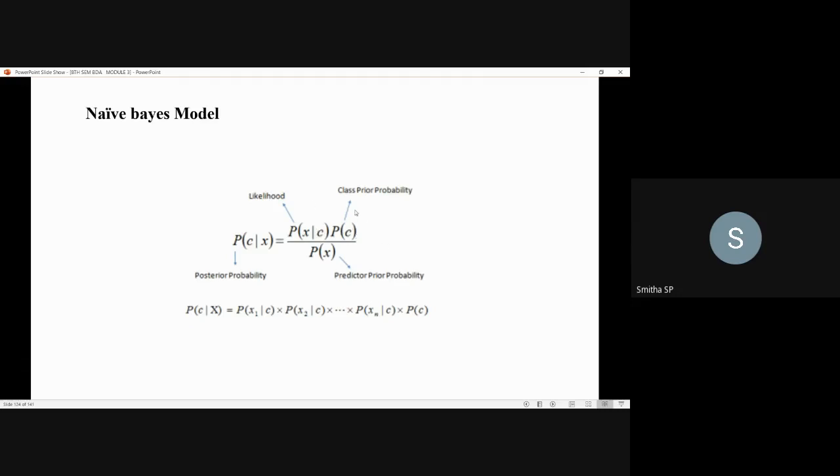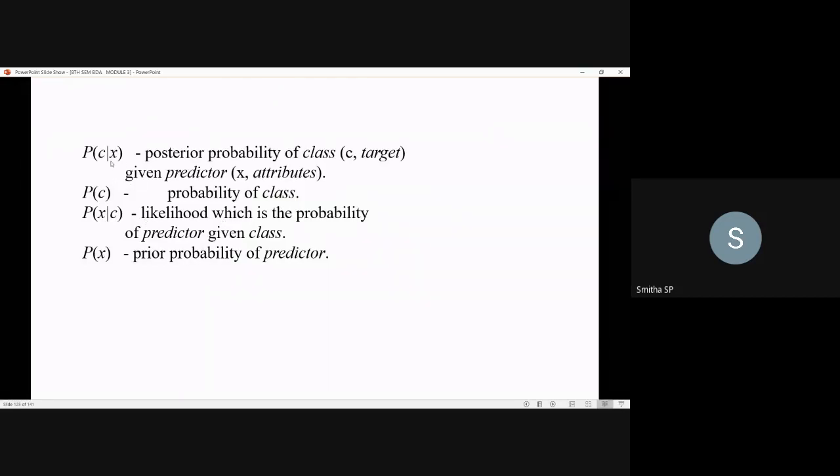Next, P of C is nothing but the prior probability of the class. You will compute this. How to calculate this prior probability, we'll see in later slides. Next, P of X, we call this term the prior probability of a predictor. P of C is the prior probability of a class. P of X is the prior probability of a predictor. So this is the formula you will make use of to compute the probabilities using naive Bayes analysis.